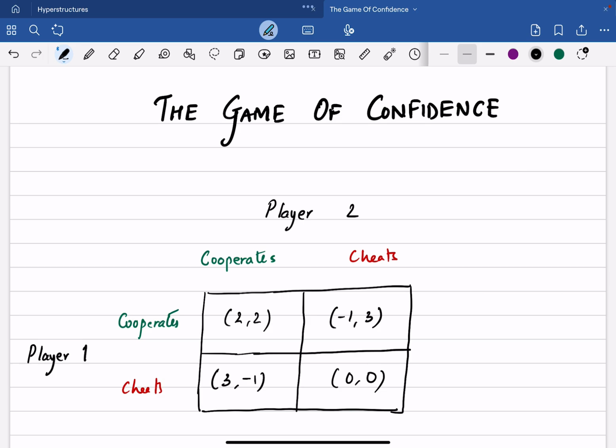Okay, so this is what happens. If both cooperate, then each of them gets 2 points. If player one cooperates and player two cheats, then player one gets 3 points and player two loses a point. The same if the roles are reversed. And if both cheat, then neither gets anything. So both get 0 points.